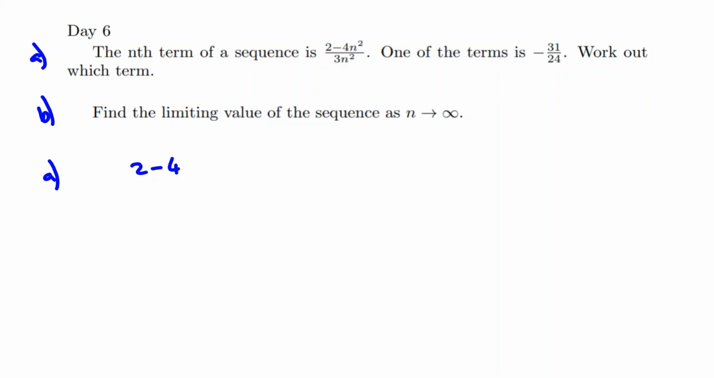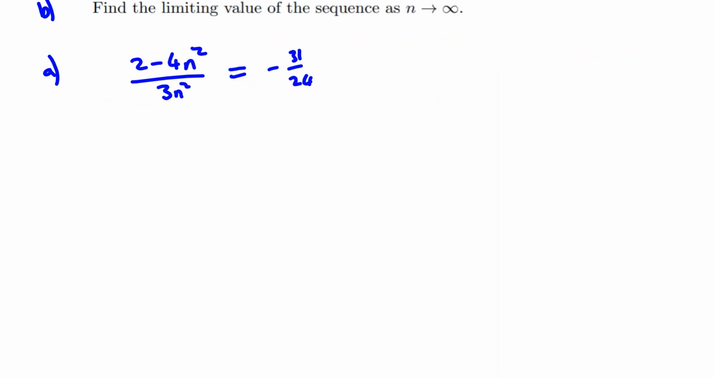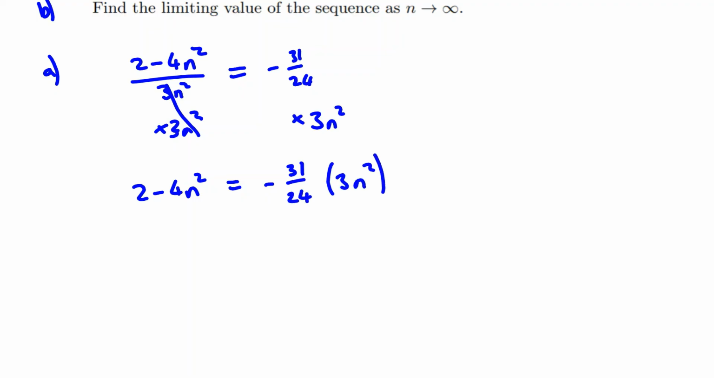So we've got our sequence 2 minus 4n squared all over 3n squared. And we want to know which term, which value for n, equals minus 31 over 24. So this is a solving question. First thing I'm going to do is, we've got an n squared on the bottom, so I'm going to times both sides by this 3n squared to cancel that fraction here. So on the left, we're going to have 2 minus 4n squared, and on the right, we're going to have minus 31 over 24 times by 3n squared. I'm not going to multiply it out just yet.